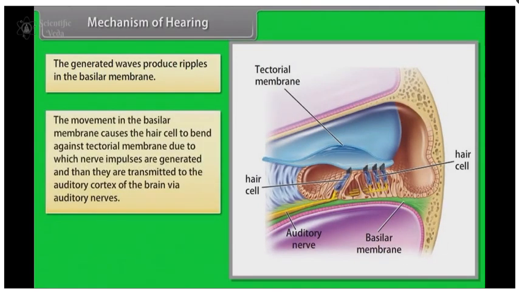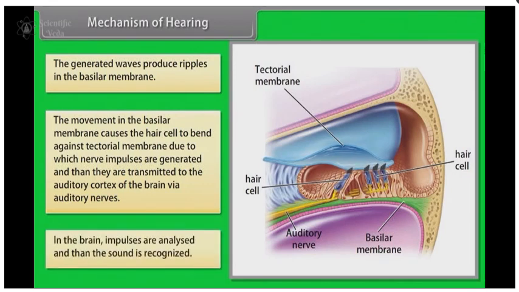The movement of the basilar membrane causes the hair cells to bend against the tectorial membrane, due to which nerve impulses are generated and transmitted to the auditory cortex of the brain via the auditory nerves. In the brain, impulses are analyzed and then the sound is recognized.